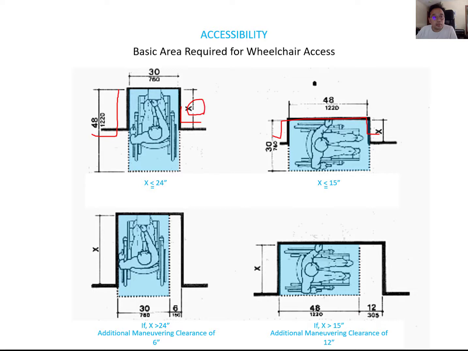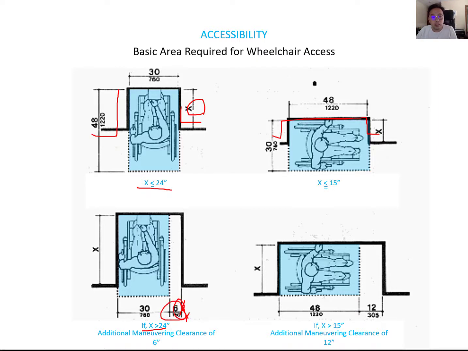If this depth is less than 24 inches, you can just keep the 30 inch by 48 inch. However, if this depth is more than 24 inches, you have to provide an additional 6 inches of space. But you don't need to memorize this 6 inches.